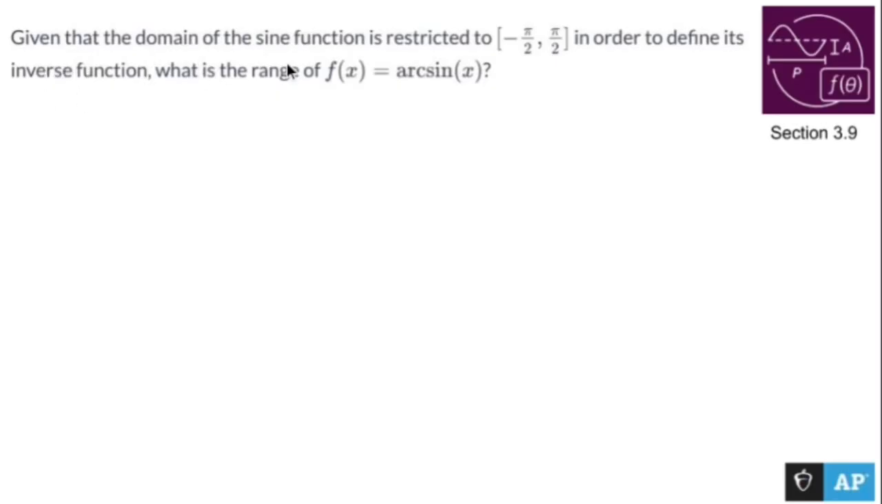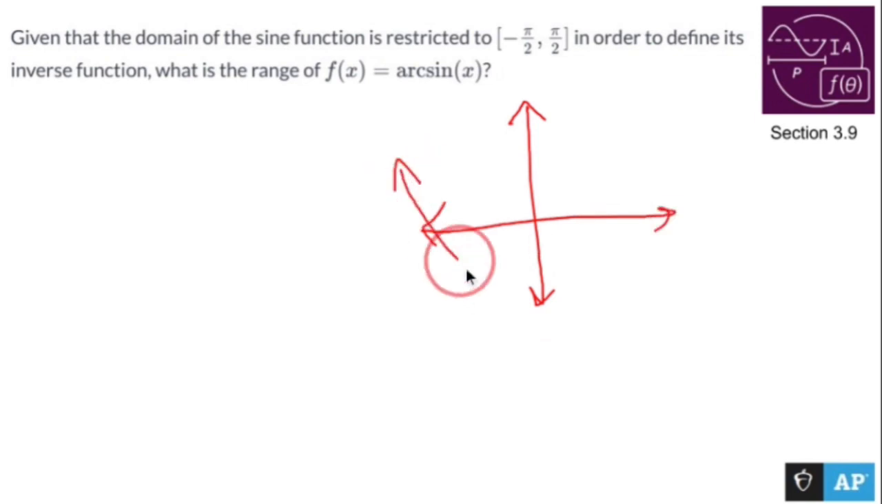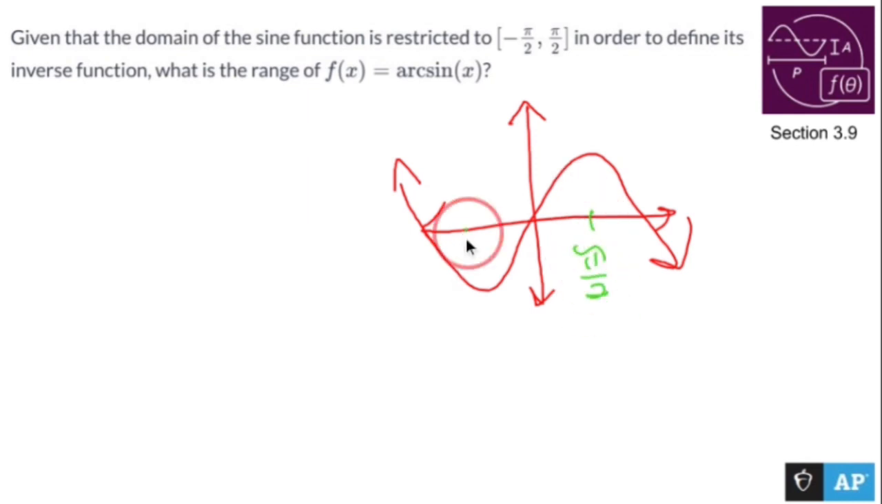Given that the domain of the sine function is restricted to negative pi over 2 and pi over 2 in order to define its inverse function, okay, so basically it's just reminding you, hey, by the way, sine looks like this. If you make the sounds, it makes it easier, right? And it's telling you in order for this to be a sine function, or in order for the inverse to exist, we have to cut it off at pi over 2 and negative pi over 2.